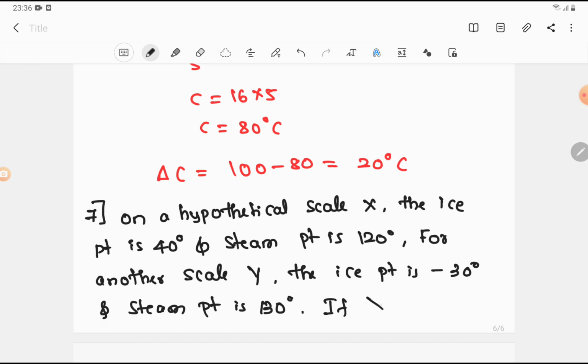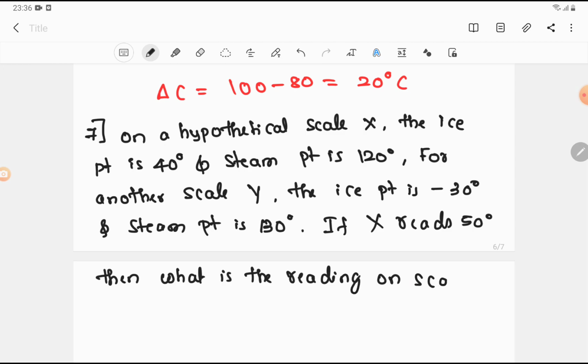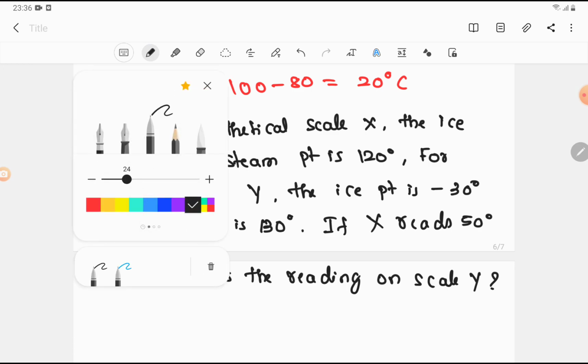If X reads 50 degrees, then what is the reading on scale Y? Very important question. You can expect such a question.